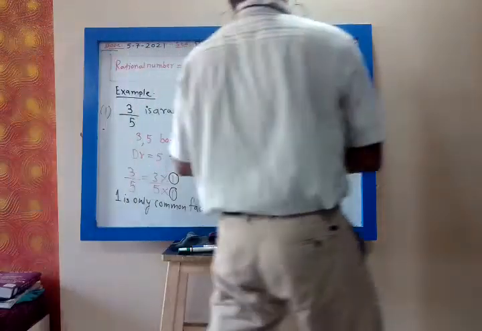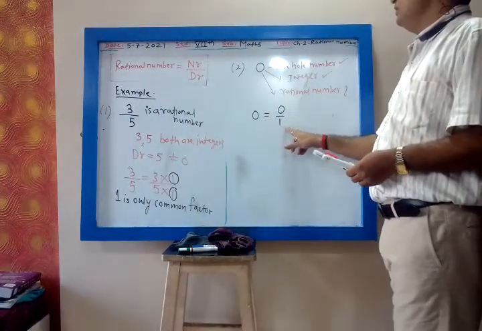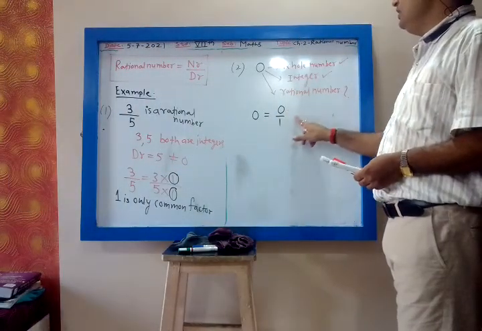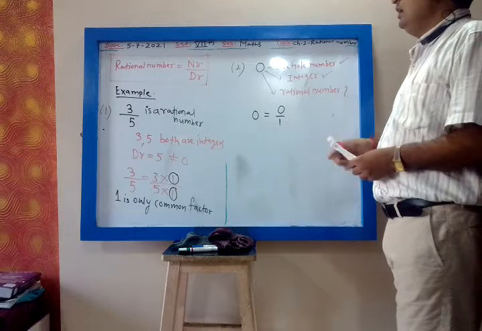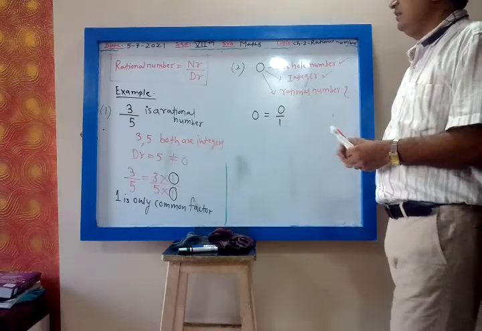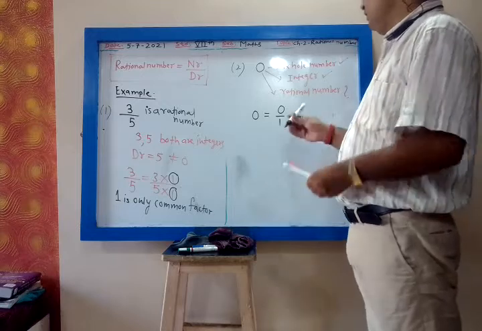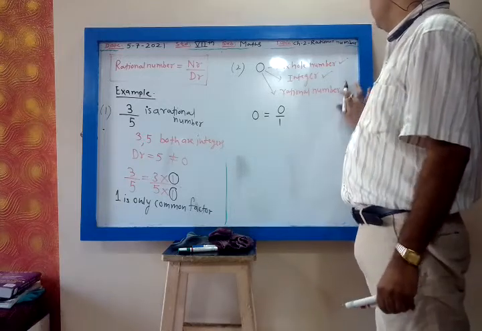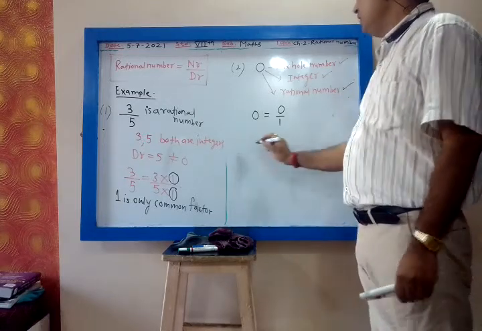So 0, I can write 0 upon 1. 0 is an integer, 1 is an integer, 1 is not equal to 0. And the only common factor between 0 and 1 is 1. So 0 is also a rational number.